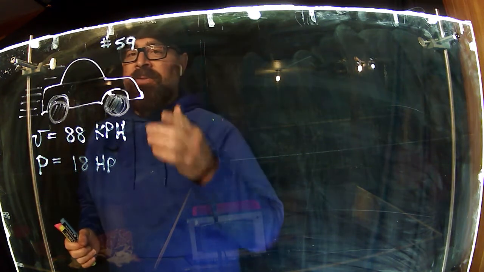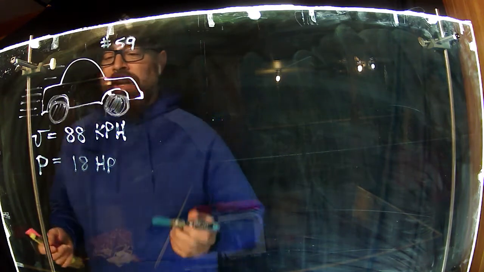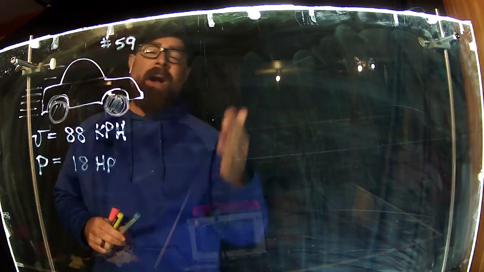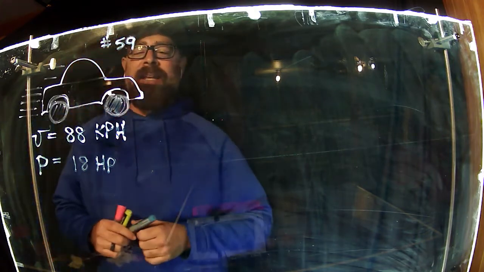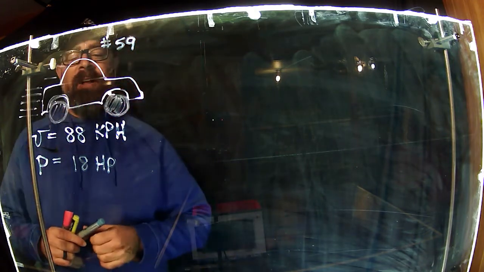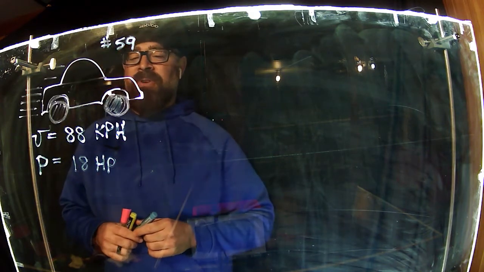Welcome. This is question number 59 from the Giancoli textbook, chapter 6 on work and energy. We have a question about power, cars traveling at a constant speed down the highway at 88 kilometers per hour. That sounds pretty fast, but remember it's in kilometers per hour, so we're going to have to do some conversions.